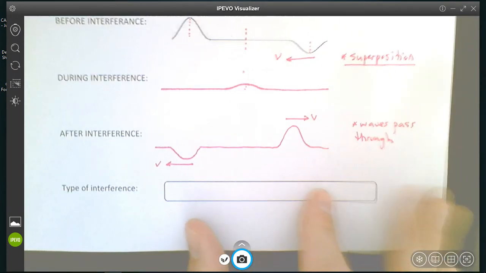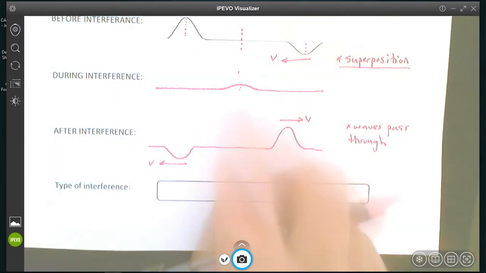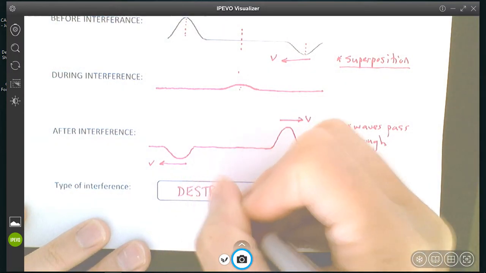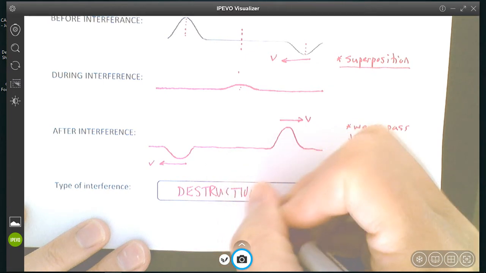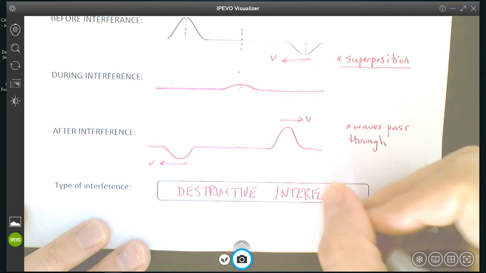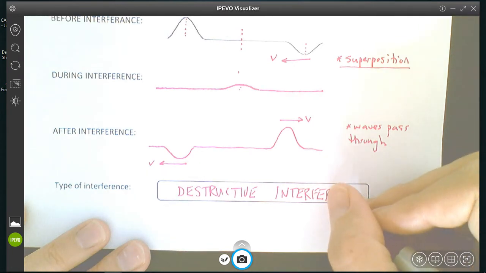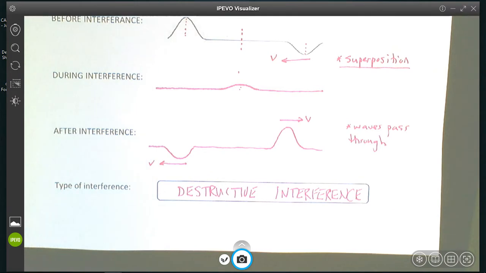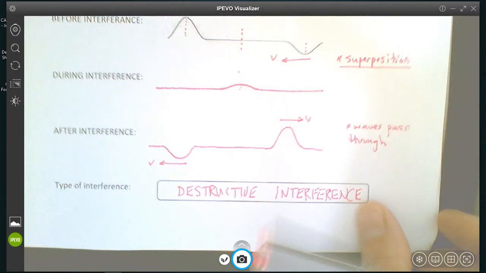This type of interference, because we ended up with a smaller wave, is called destructive interference. Destructive interference. Okay, let's check the next one.